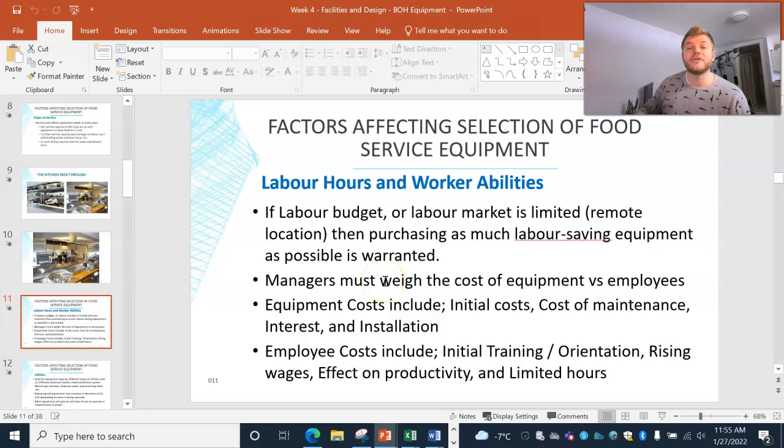And the equipment costs include the initial cost, there's also the cost of maintenance, interest if you're not paying for it outright, and then installation. There's also some training involved with that. And then also employee cost is the initial training and orientation. There are rising wages. So if you hire them for $20 an hour and minimum wage goes up 3 times in the next 3 years, they're not going to be happy still at $20 an hour. So they have a rising wage. What's their effect on productivity and limited hours?